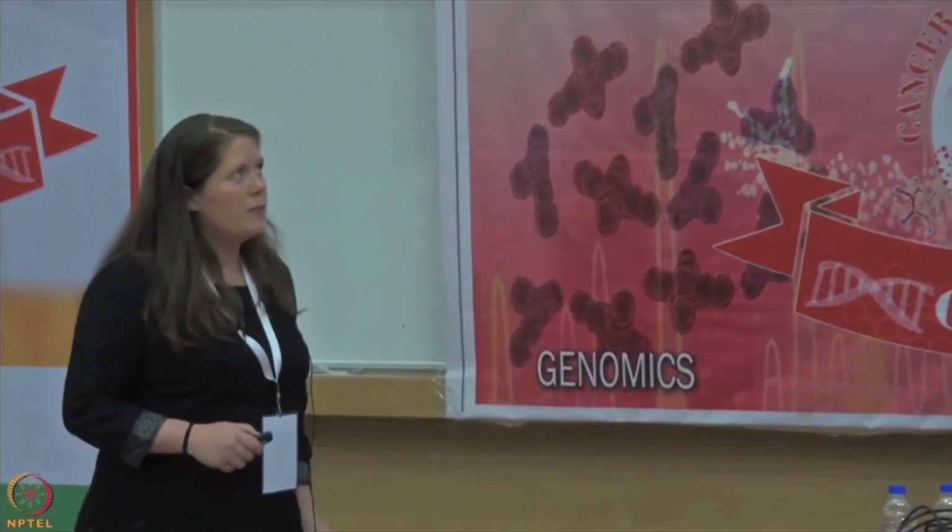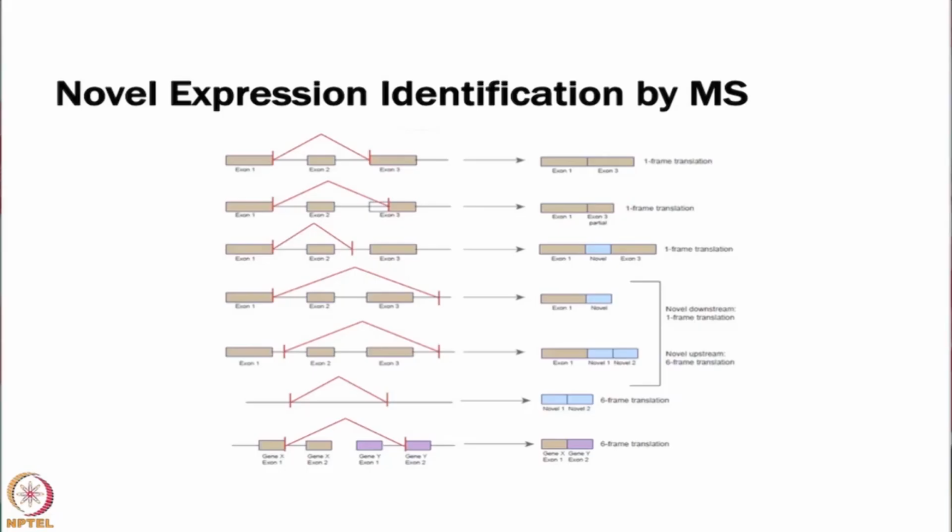So we can also look at novel expression identification, meaning novel alternative splicing or fusion genes. Here are a couple of examples. If we have two known exons, but they're combined in a way that is not annotated, it's a new alternative splicing event. It doesn't have novel expression in terms of new exons, but it's just a new way of connecting exons. You could also have one exon connected to the middle of another exon, so it chops off the beginning of it.